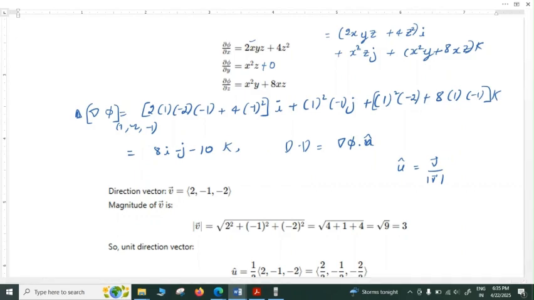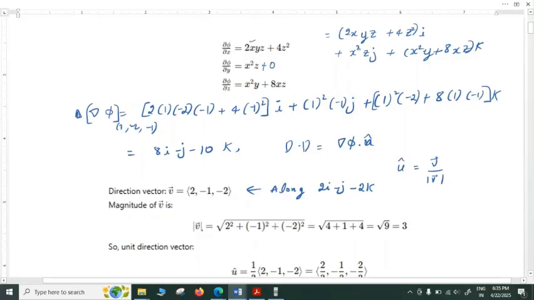It is a unit vector. As the unit vector, they have given in the direction of 2, minus 1, minus 2. This is along this direction. In the question they have given along 2i minus j minus 2k. Along this we are going to take the vector 2, minus 1, minus 2, and substitute in the magnitude of v bar.